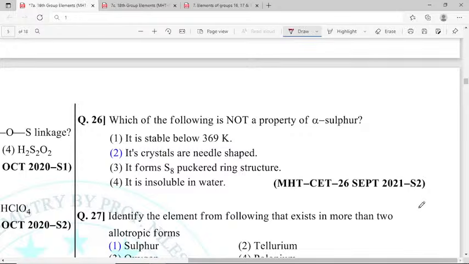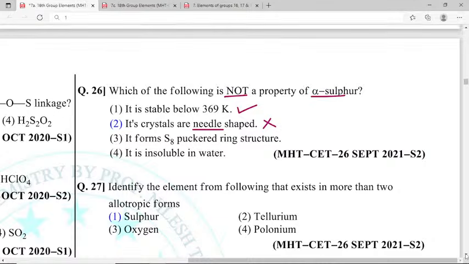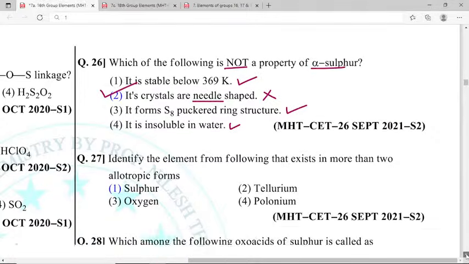Which of the following is not a property of alpha sulfur? It is stable below 369 Kelvin. Correct. Its crystals are needle shaped. No, it has no needle shaped crystals. It is a waxy solid. It forms a puckered ring structure. Correct, alpha and beta both are correct. It is insoluble in water. Correct.